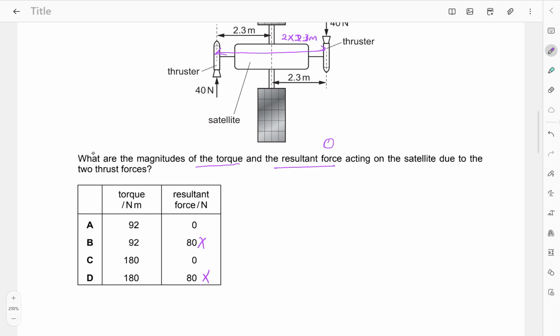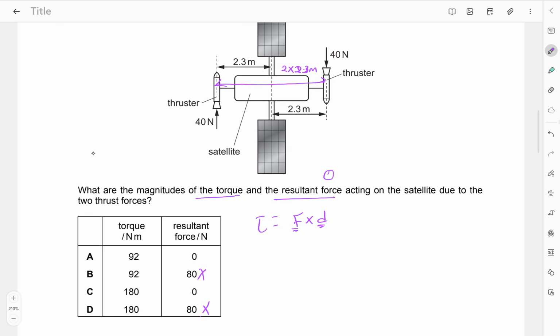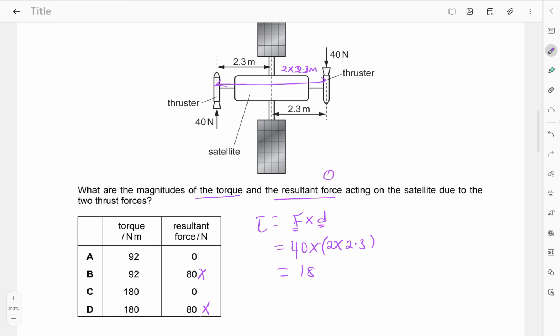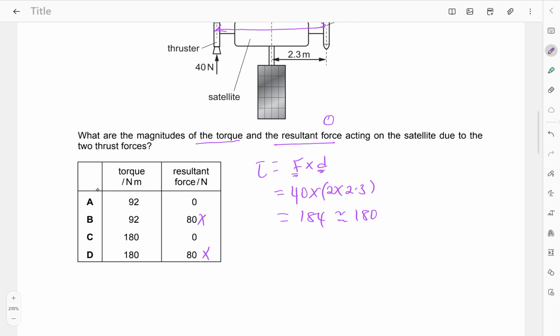Then let's check the resultant torque. The torque is equal to one of the forces times the perpendicular distance between the two forces. That is the moment of a couple, because these two forces constitute what we call a couple. So the torque is going to be 40 times the perpendicular distance between the two forces, which is 2 times 2.3. So we check with the calculator. 40 times 2 times 2.3 gives us 184, which is approximately 180 to 2 significant figures. So our answer is going to be C.